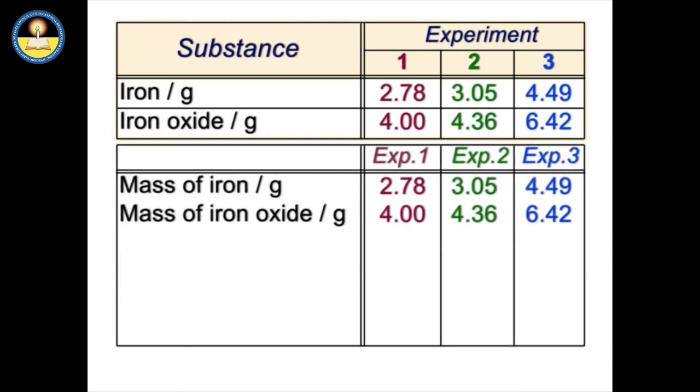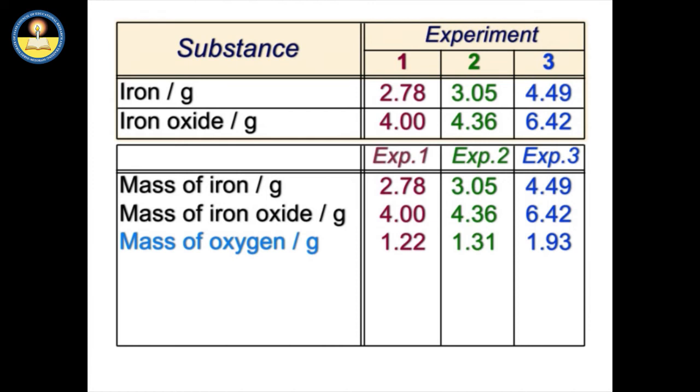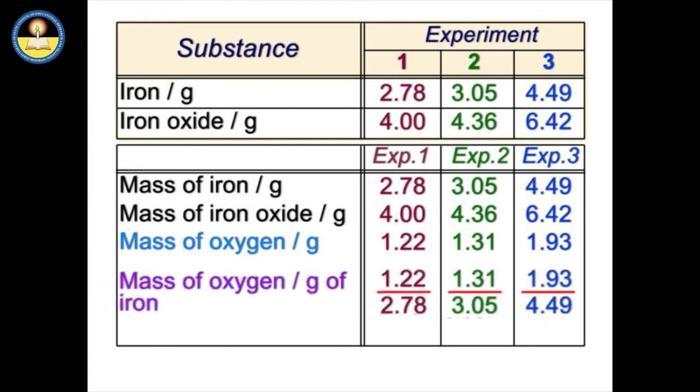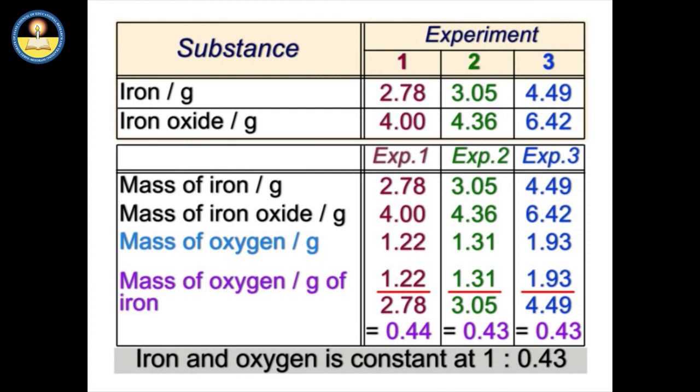From the given data, one can write the mass of oxygen per gram in case of experiment 1 is 1.22, mass of oxygen in case of experiment 2 is 1.31, and mass of oxygen in the third case is 1.93. Now let us calculate the ratio of mass of oxygen. Thus, the ratios of the masses of iron and oxygen in each experiment is constant at 1:0.43. So the given data is in agreement with the law of constant proportions.